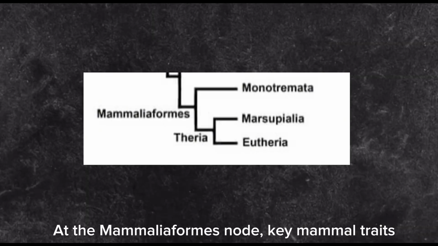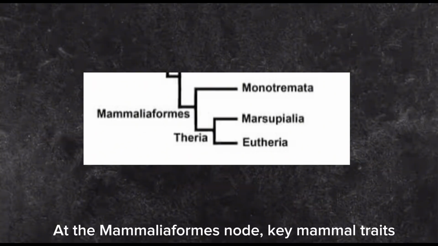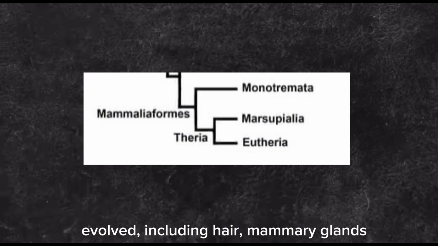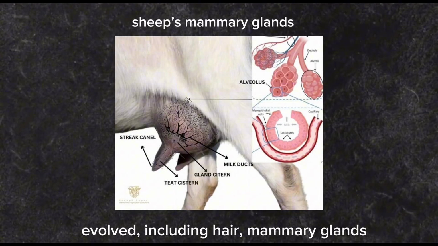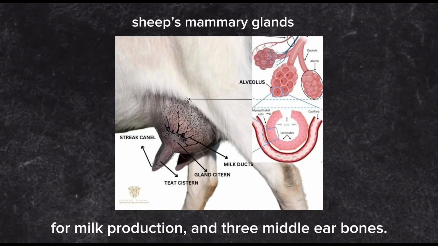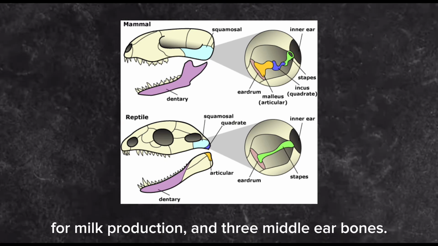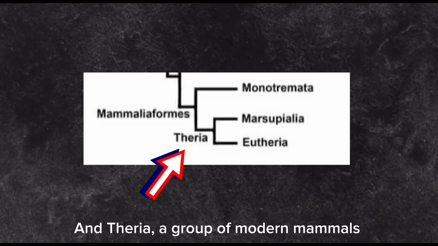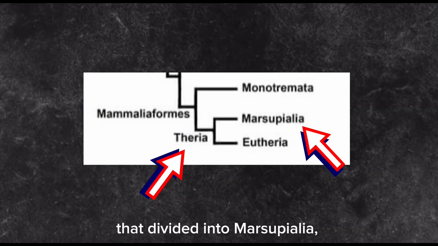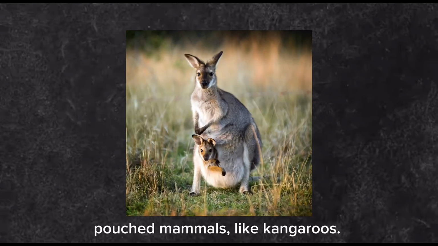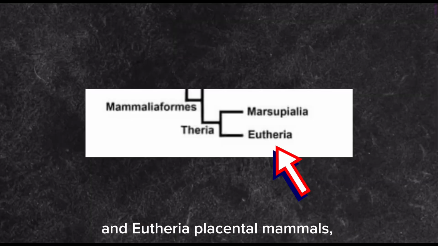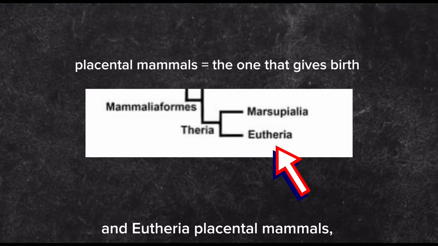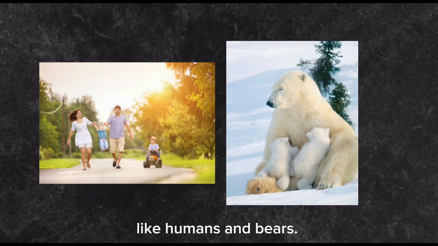At the Mammaliaformes node, key mammal traits evolved, including hair, mammary glands for milk production, and three middle ear bones. Theria, a group of modern mammals, divides into Marsupialia, pouched mammals like kangaroos, and Eutheria, placental mammals like humans and bears.